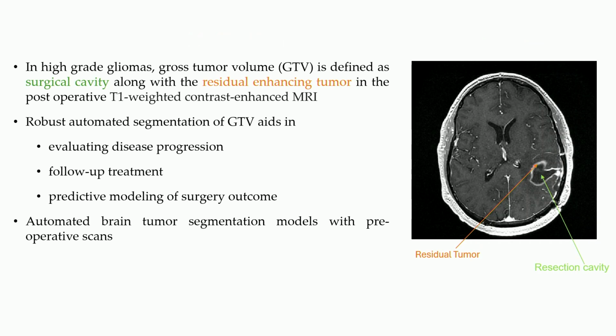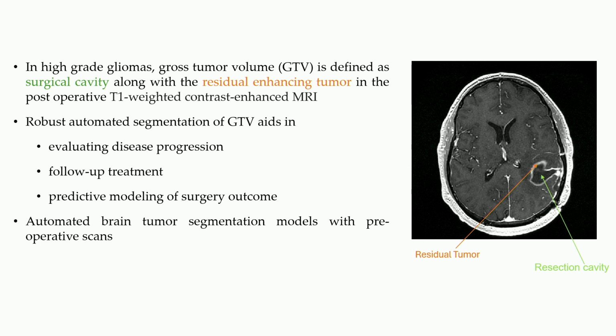For high-grade gliomas, especially grade 3 and 4, the gross tumor volume is defined as the surgical cavity where the tumor was resected, together with the residual enhancing tumor around that surgical cavity on the post-operative T1 post-contrast images. So developing a robust automated segmentation tool for this GTV will help evaluate the disease progression and also the follow-up treatment.